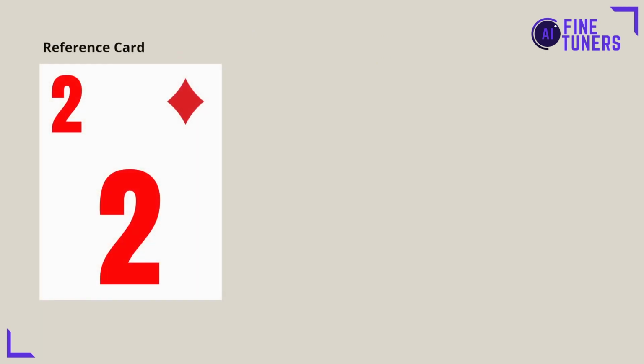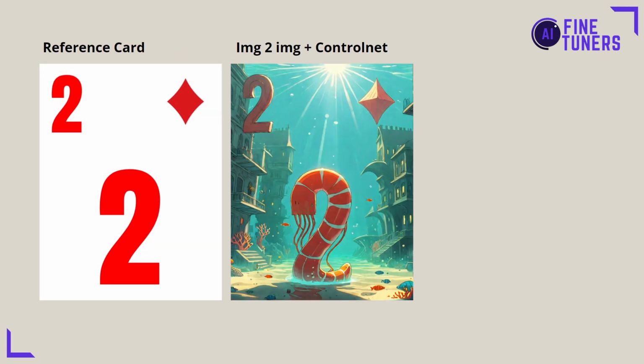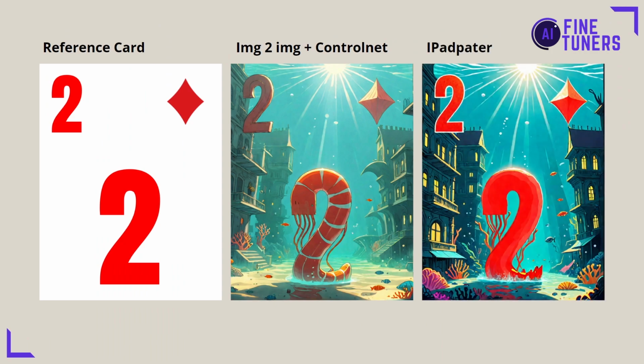Then we will use ControlNet to keep the structure intact. Then we will use IPAdapter to get the color right, and then we tweak the different parameters until we get the cards we want, and then we apply it on the whole deck. Okay, let's go to ComfyUI and see how it's done.